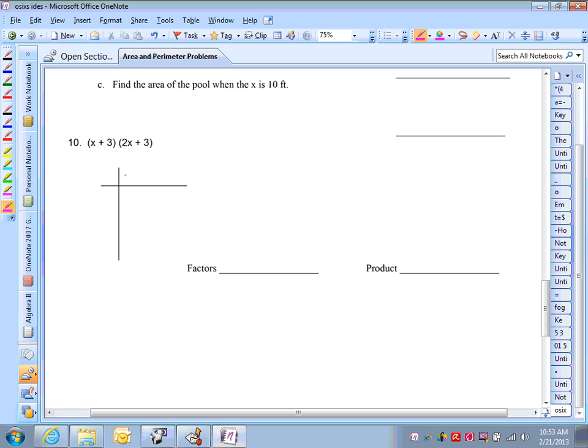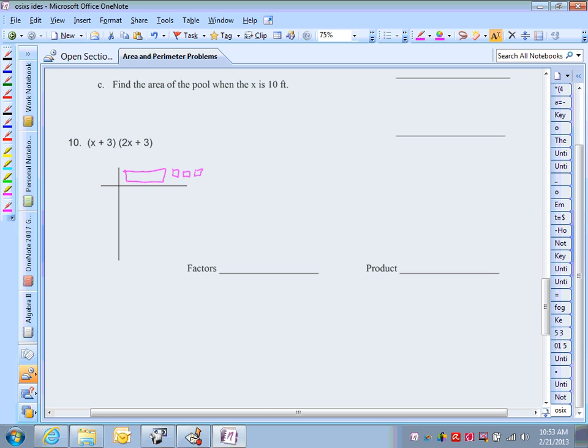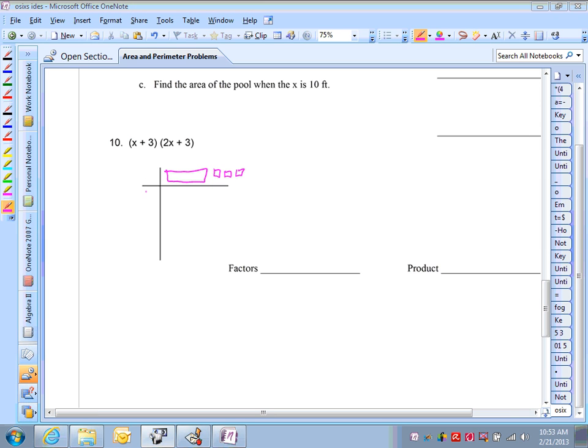In the top, I'm going to draw an x bar, and then 3 units. Down the side, I'm going to draw 2x. I'm going to draw 2 x bars, and then 3 1 units.